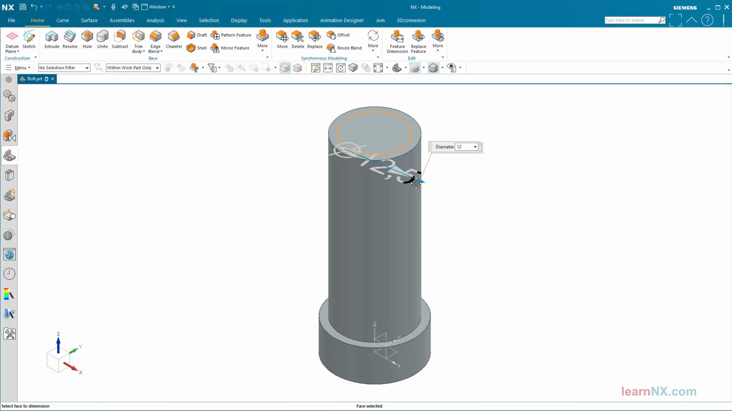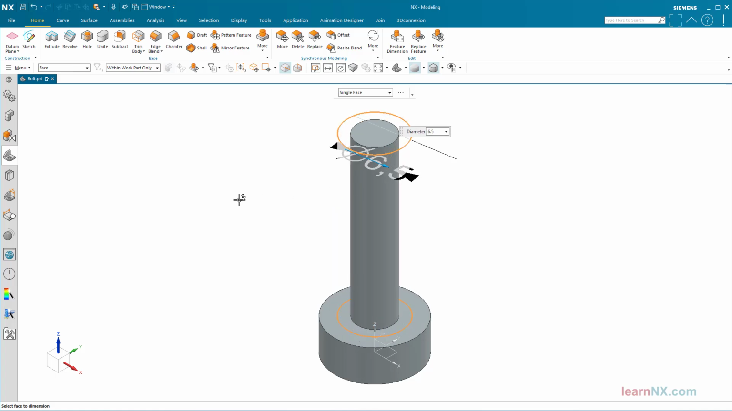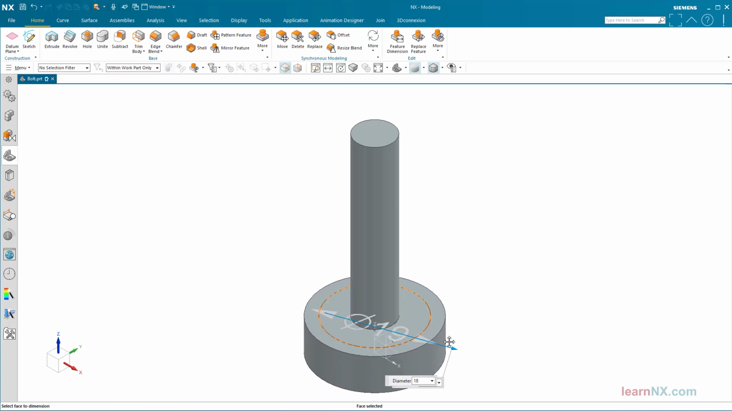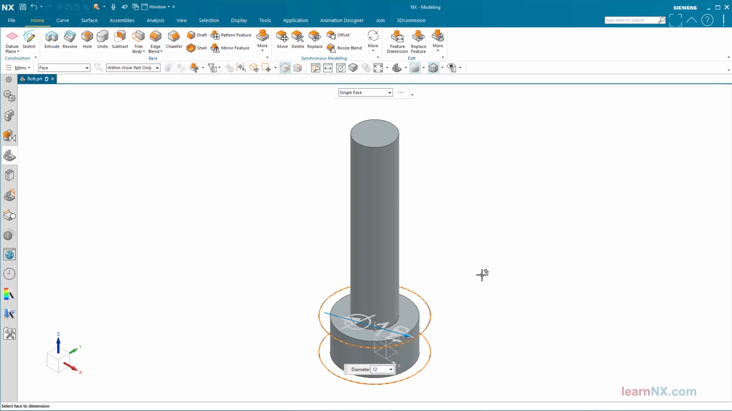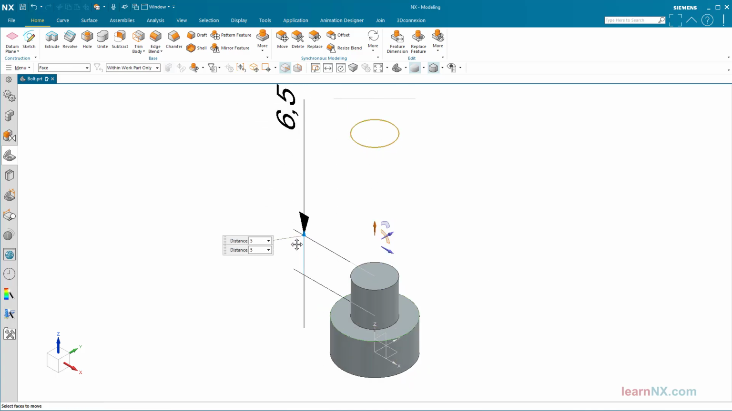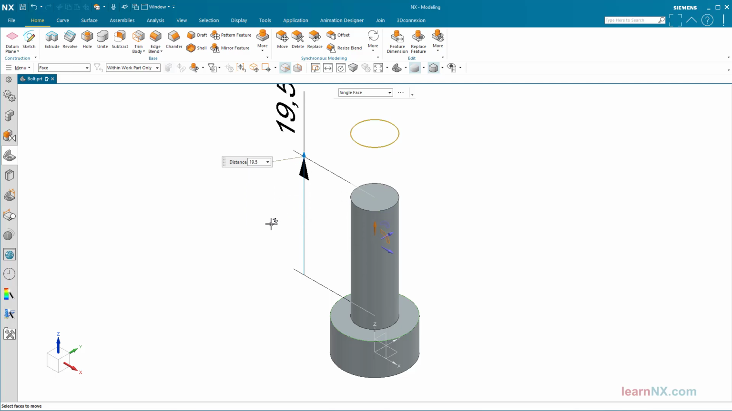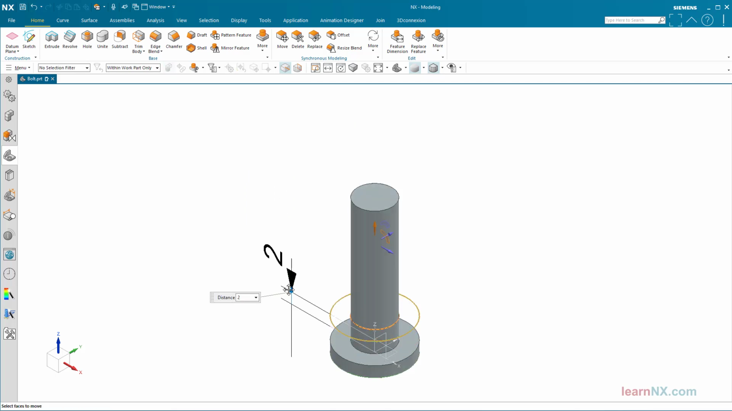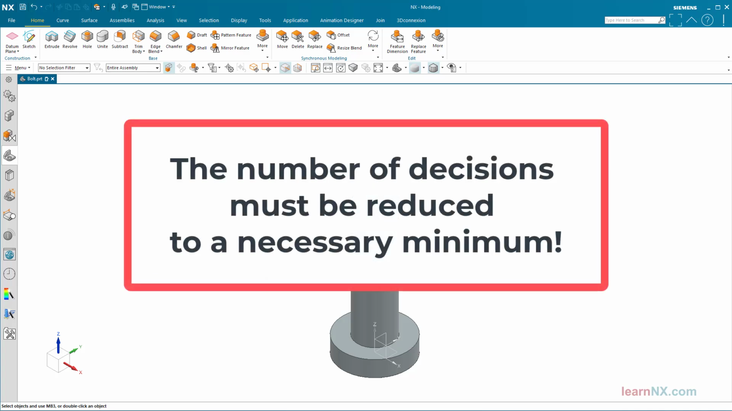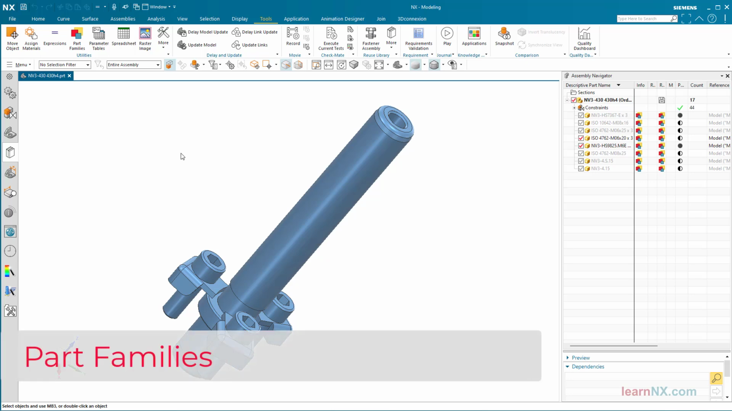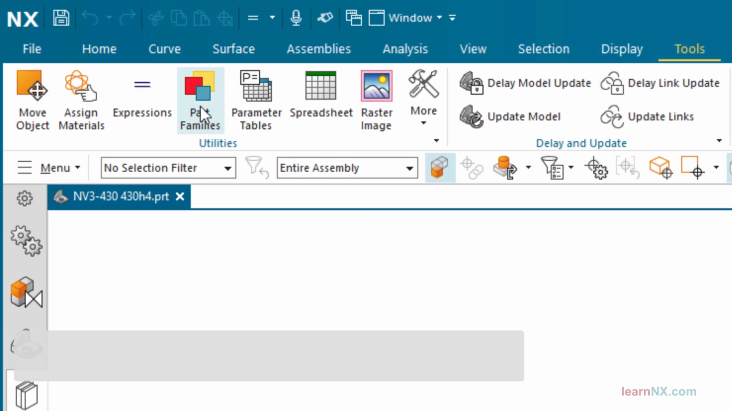What are the savings? Decisions cost time and resources. Rasterization not only leads to faster development, but also to lower production costs, as the fuse sizes can now be manufactured in higher quantities. The effect extends to warehousing costs, administrative costs, and even a simplified ordering process. The number of decisions must be reduced to a necessary minimum. This can be done on many different levels, for example, by rasterizing the components with the help of part families.